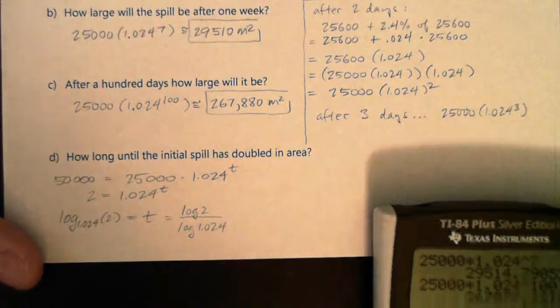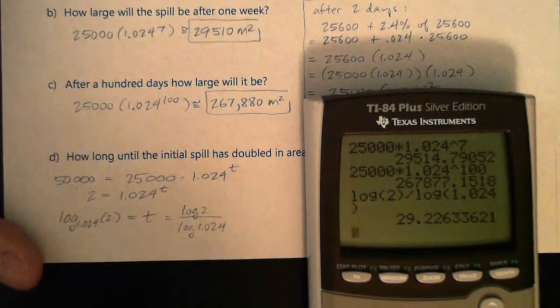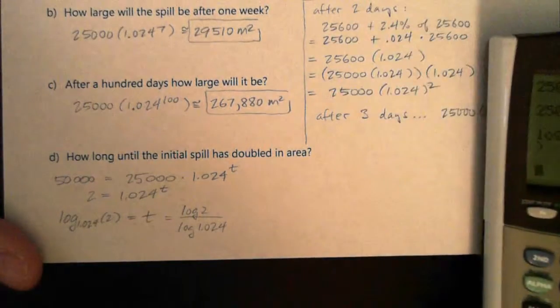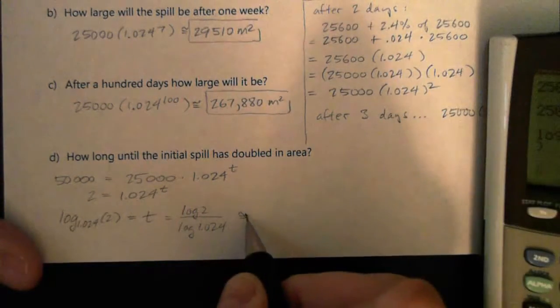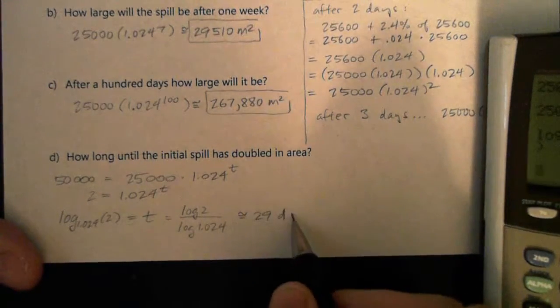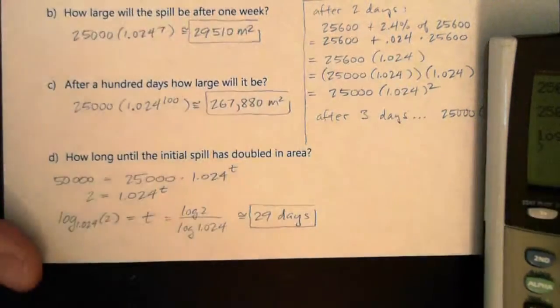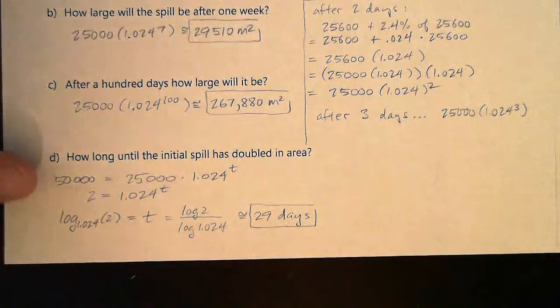Okay, so let's go ahead and calculate this one. The log of 2 divided by the log of 1.024, and we get around 29 days, approximately 29 days. Okay, there we have it.